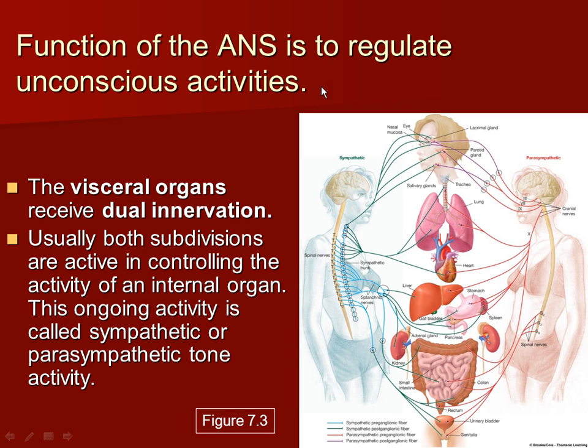Okay, so the next, ANS is there to regulate unconscious activities or involuntary activities. And we refer to visceral organs as the gut organs. So if your sympathetic goes out to your heart, you already said, what's it do? Sympathetic does increase heart rate. And you can see the pathway coming up here from the thoracic region down into the heart, increases your heart rate. We refer to this as being dually innervated because this parasympathetic goes straight over to the heart too.